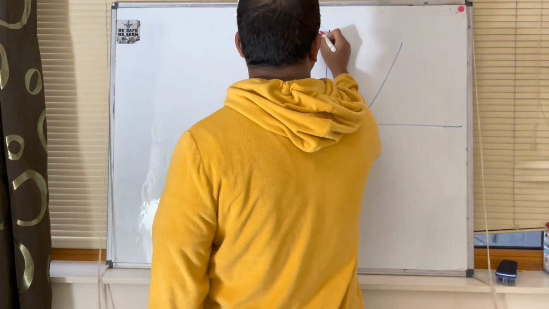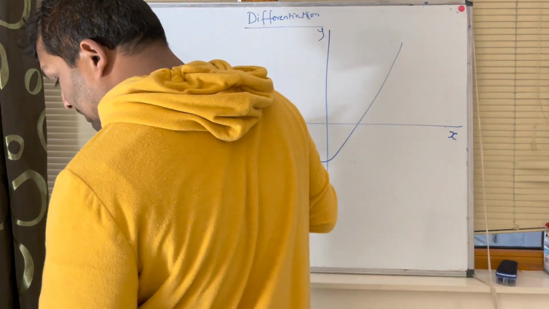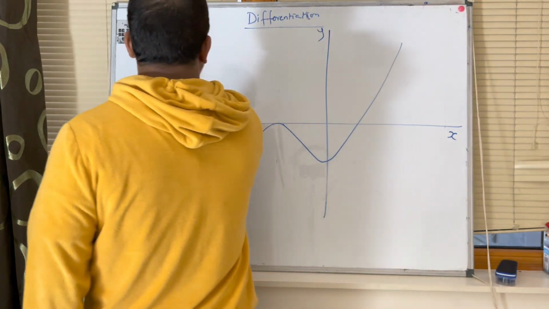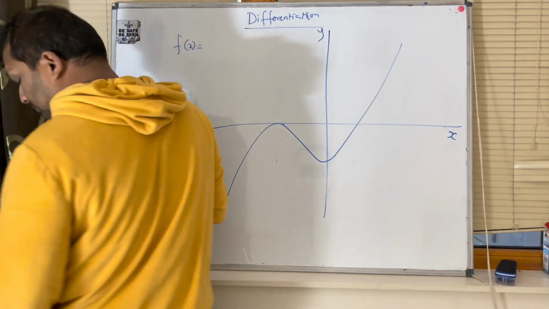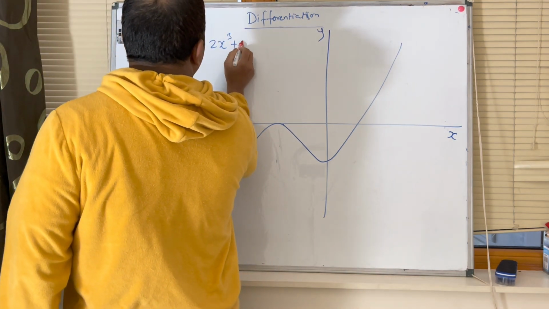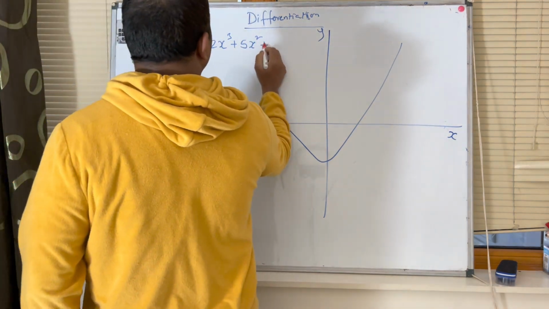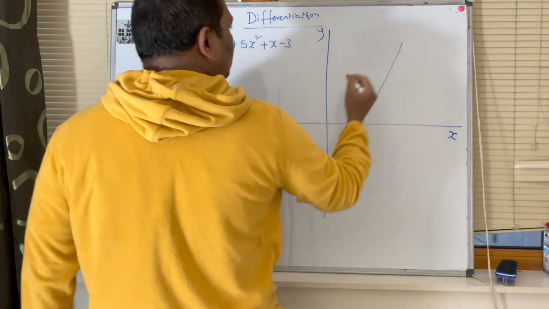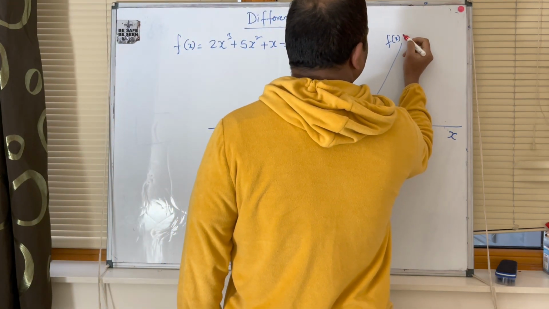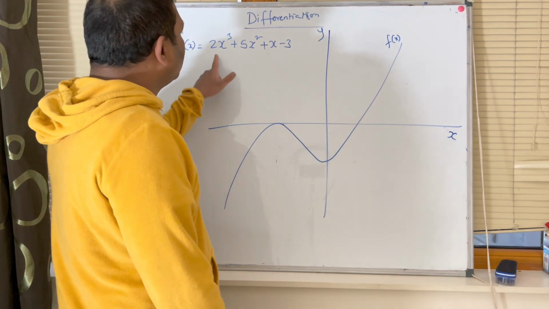So this is the y-axis, this is the x-axis. What is the equation of this curved line? f of x is equal to 2x cube plus 5x square plus x minus 3. So this is f of x, the equation for this curved line. How many roots is it going to have?